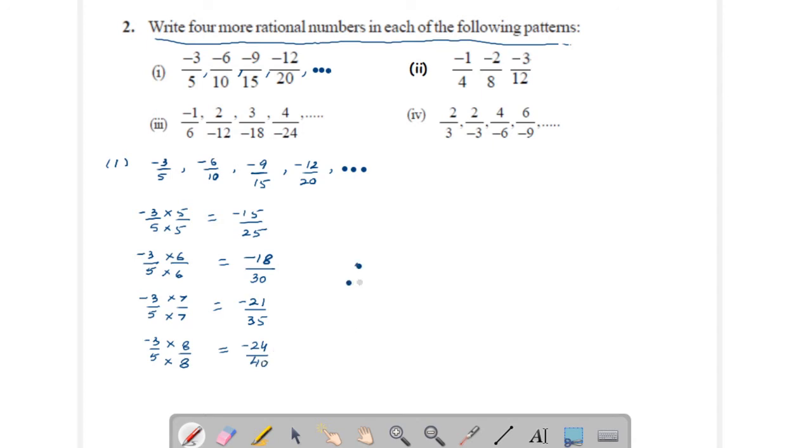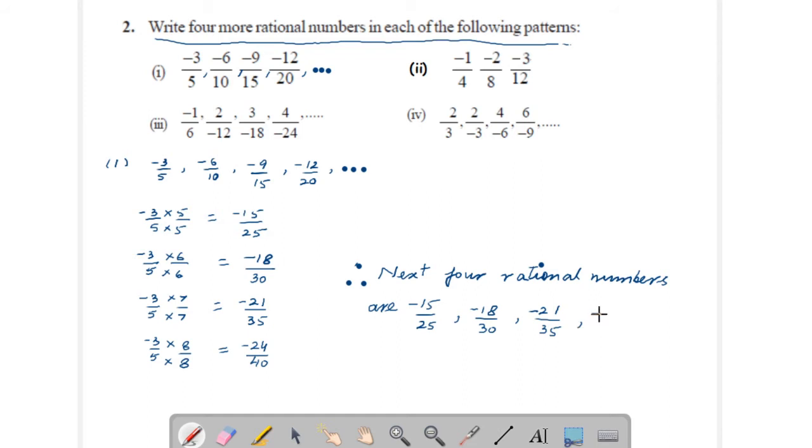Therefore, next 4 rational numbers are minus 15 upon 25, minus 18 upon 30, minus 21 upon 35, minus 24 upon 40. This is your answer.